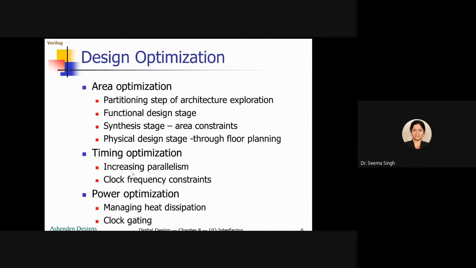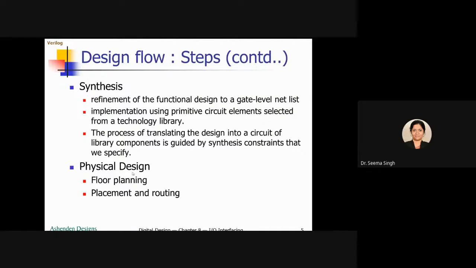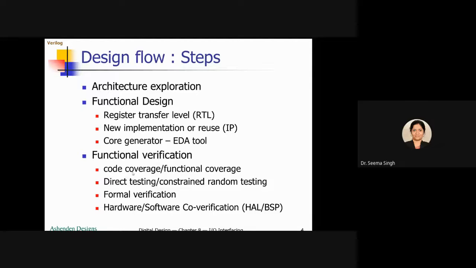When optimization is done, it is done at various levels. So before you go into design optimization, you should understand these 5 steps of the design flow. The first step is already discussed with you. The next step will be functional design.